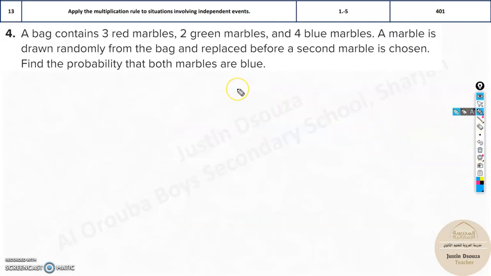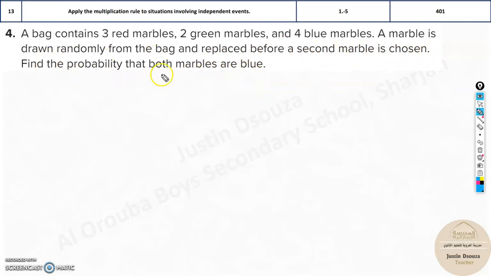Okay, we will do the last one over here, because then they are all similar. Let's say this: a bag contains 3 red marbles, 2 green and 4 blue marbles. A marble is drawn randomly from the bag and replaced before a second marble is chosen. You see, this is very important: replaced. Let's read the problem first. Find the probability both are blue marbles.